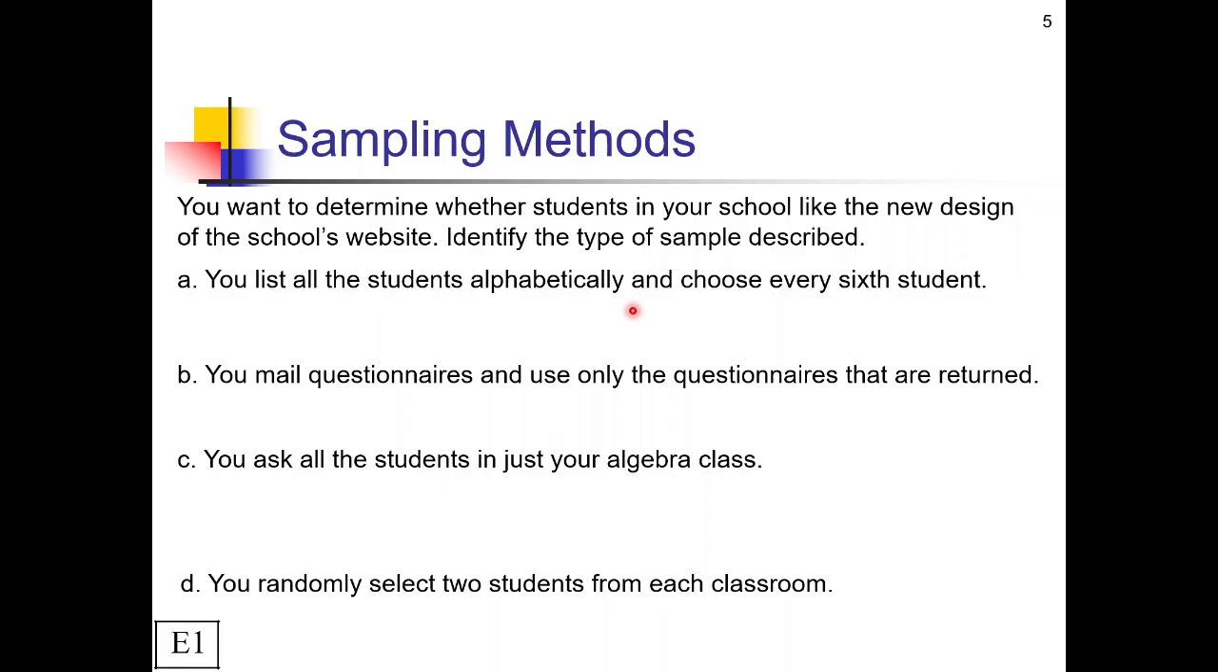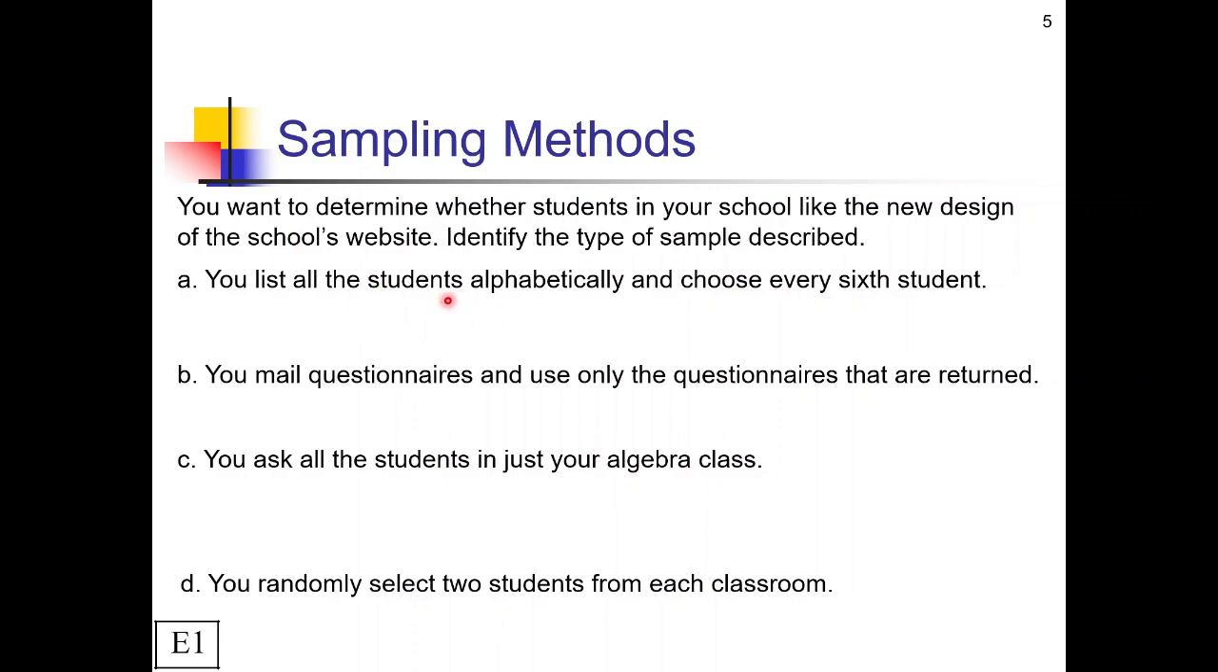So I realize that was a long list of different surveying methods. We're going to get you a little practice with differentiating between them now. Let's say that you want to determine whether students in your school like the new design of the school's website. We've got 4 different samplings going on here. For each of them, pause the video and identify the type of the sample being described. Give it a shot. All right, so let's go through each of them.